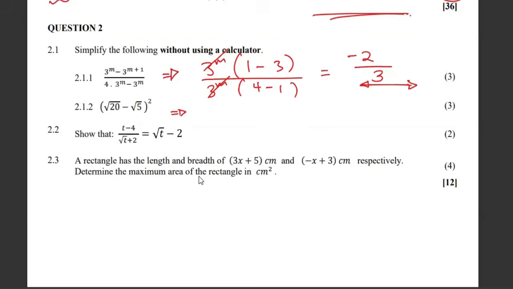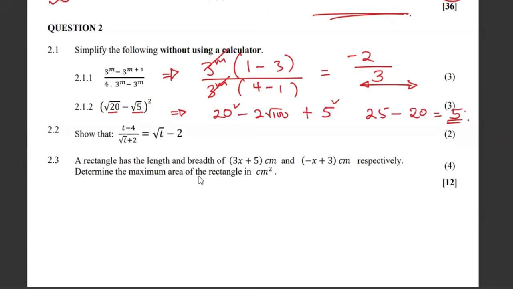We know that root 20 squared is going to be a 20, minus 2 times root 20 times root 5, which becomes root 100, plus root 5 squared is just a 5. So 20 plus 5 gives us a 25, minus square root of 100 is 10. So 10 times 2 is going to be a 20. So the answer becomes a 5 as well.